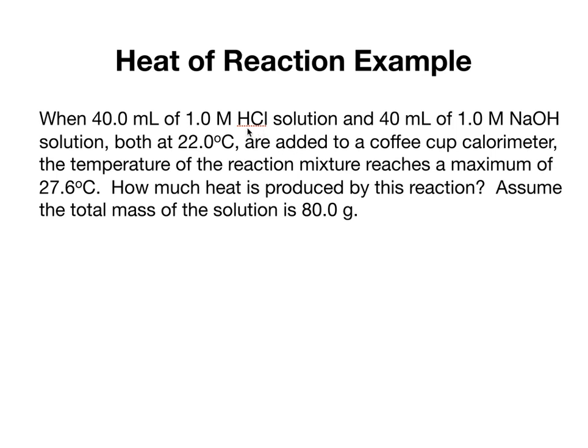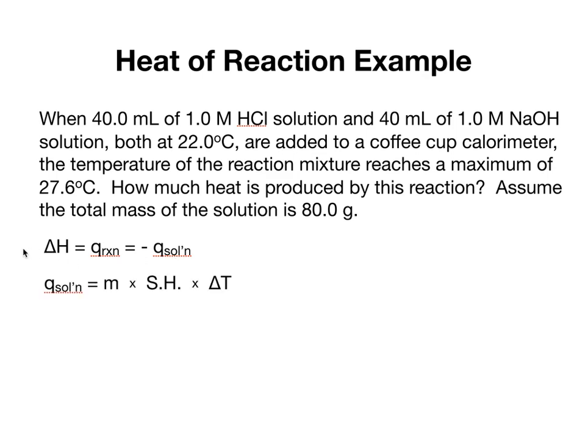Basically we're taking a solution of acid, adding it to a solution of base in a calorimeter, and what happens to the temperature? It goes up. So heat is being released, isn't it, in this reaction? What we want to do is determine the heat produced by this reaction. So the delta H, that's equal to the heat of the reaction. That's equal to the negative heat of the solution.